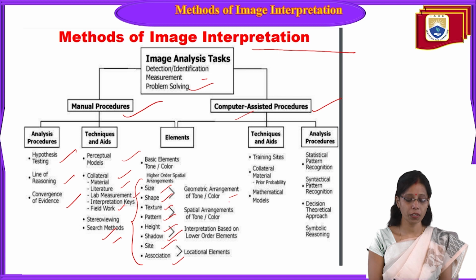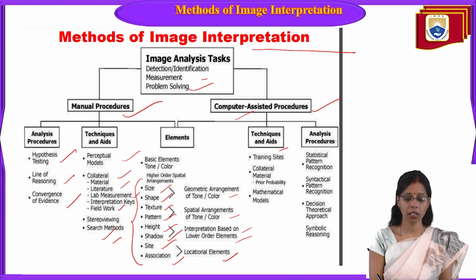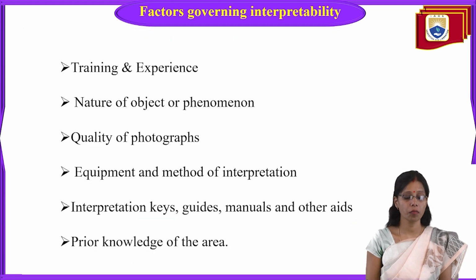Now, geometric arrangement of tone or color, spatial arrangement of tone or color, then interpretation based on lower order elements, then locational elements. If we talk about computer assisted procedures, here we also have techniques and aids and analysis procedures: training sites, collateral material, prior probability, mathematical models, statistical pattern recognition, syntactical pattern recognition, decision theoretical approach, and symbolic reasoning. Right, so these are the processes we have.